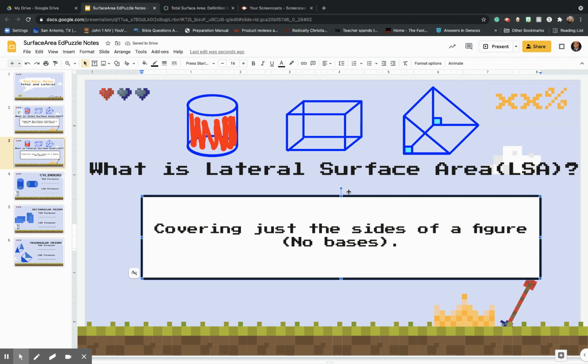Make sure that you type all of these notes in your slide because you will be submitting it at the end of class today.